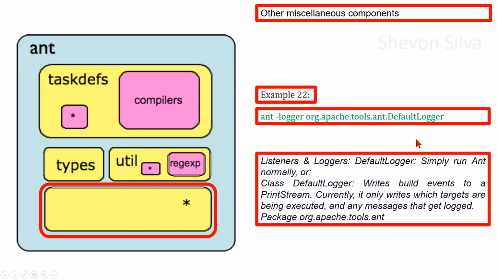Now we are considering default logger in loggers and listeners. Simply run Ant normally. The class default logger writes build events to a print stream. Currently, it only writes which targets are being executed and any messages that get logged. This is in the package org.apache.tools.ant.